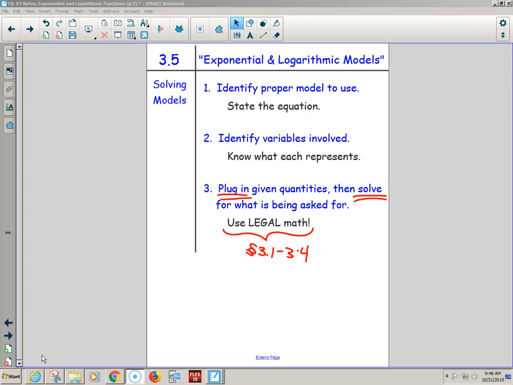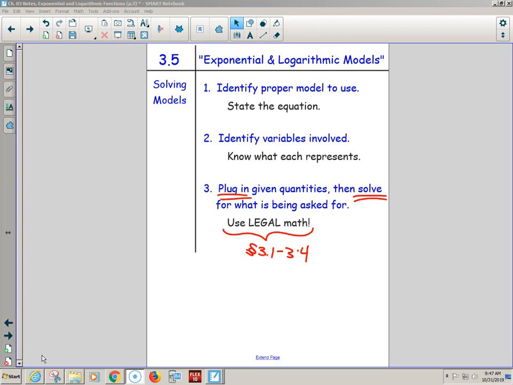Name of the game. Do I have an equation? If yes, cool. If not, figure it out. Number 2, let's say we have an equation. Who are all the players? Who are all the variables? What are all the different pieces? What's unknown that I need to find?